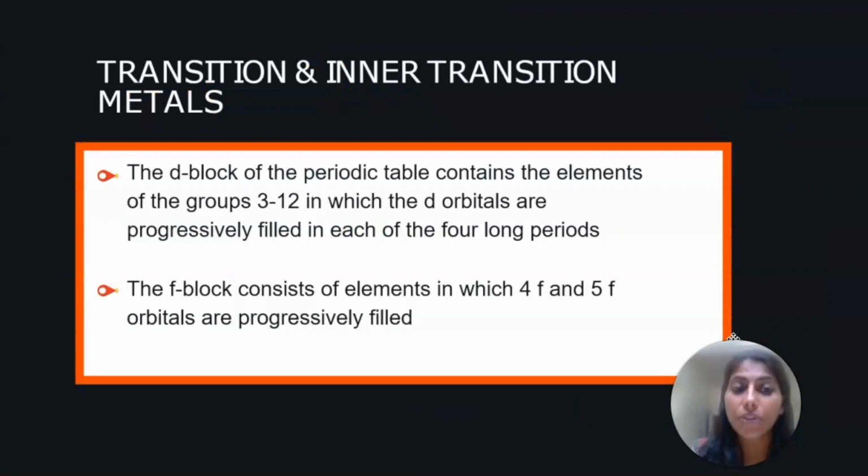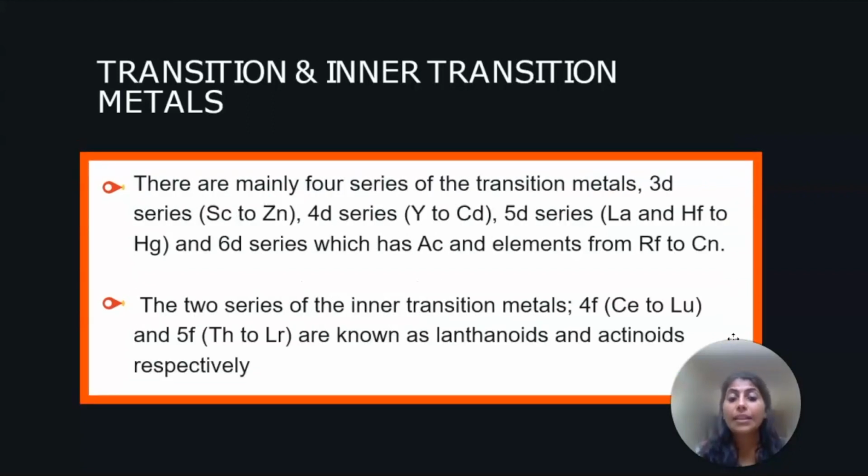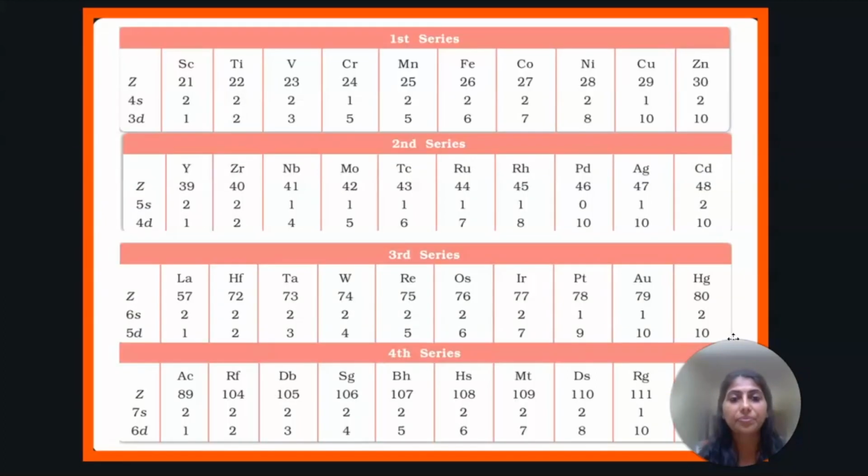The transition and inner transition metals: the D block of the periodic table contains the elements of the groups 3 to 12 in which the d orbitals are progressively filled in each of the 4 long periods, and the F block consists of elements in which the 4f and 5f orbitals are progressively filled. There are mainly 4 series of the transition metals: 3d, 4d, 5d and 6d series, and 2 series of inner transition metals, 4f series and 5f series, which are known as lanthanoids and actinoids respectively.